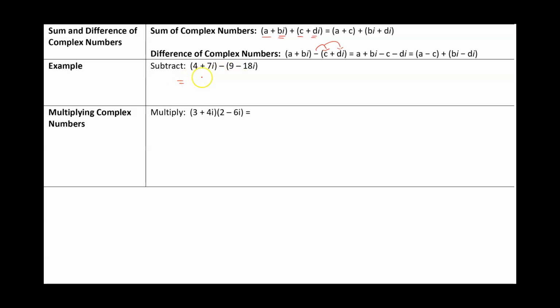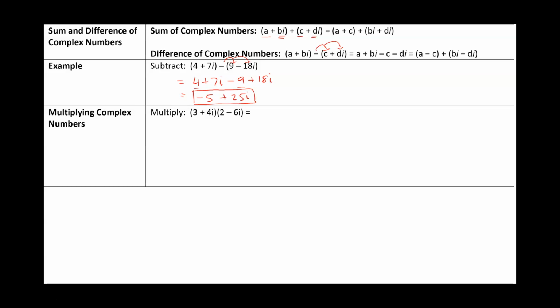First, we will rewrite this. The 4 plus 7i stays as is, but the negative will distribute to the 9 and to the negative 18i, turning this into a negative 9. A negative times a negative becomes a positive 18i. Now let's combine our like terms. 4 minus 9 is negative 5. 7i plus 18i equals 25i, which is our answer.